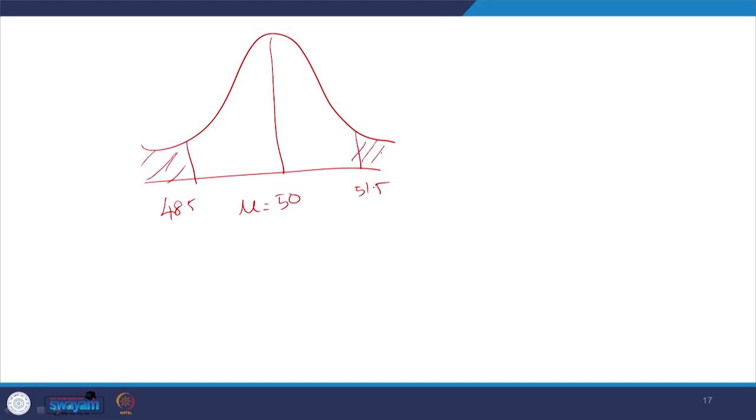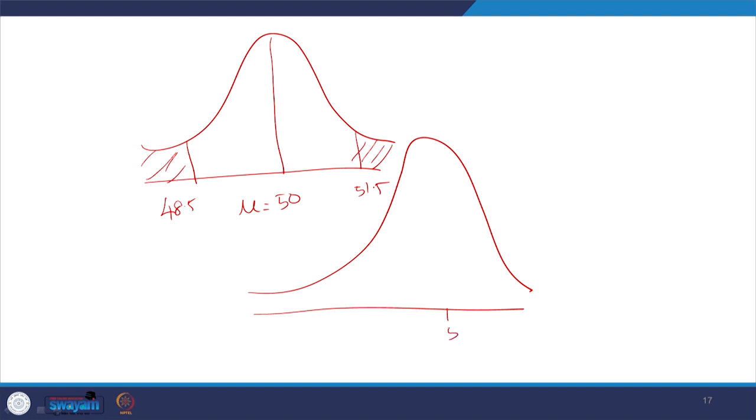This is for my assumed hypothesis value, mu equal to 50. But actually what has happened, there is another population whose mean is 52. So, I am extending this. So, this much portion does not really belong to the first one, but lies on the acceptance side. So, this much portion I have falsely accepted. This portion is called beta, and this portion is called alpha.